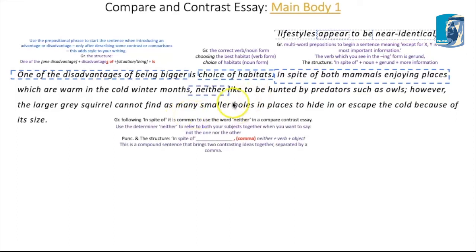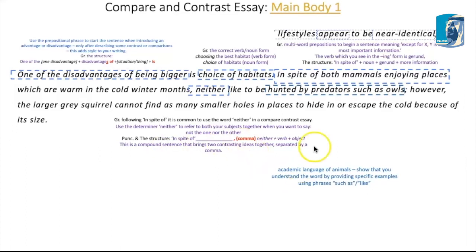So then we have neither, or neither, to indicate that you're about to change direction. And this academic language is important. Show that you understand words by providing the specific information. So neither like to be hunted by predators. I mean, what does predators mean? Does your teacher know that you know this word?